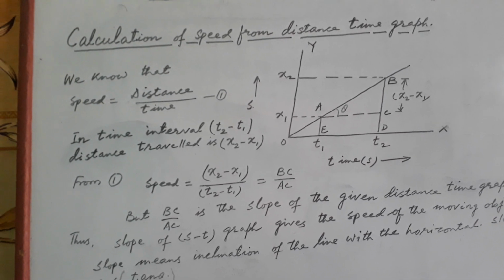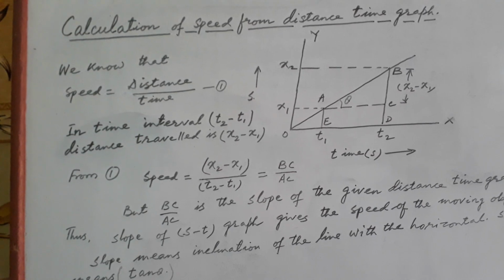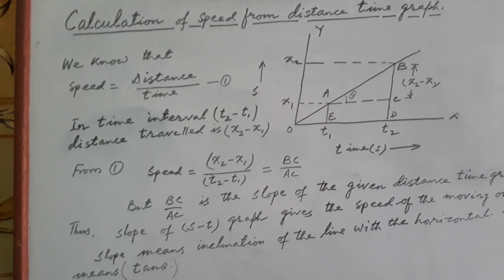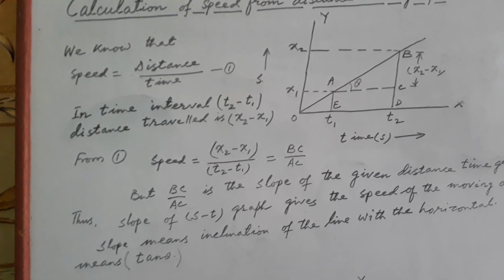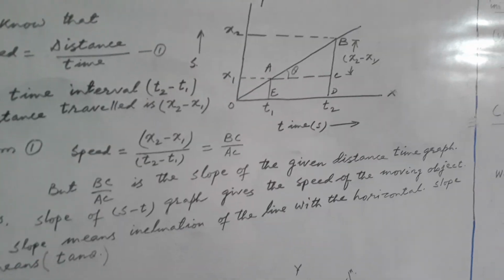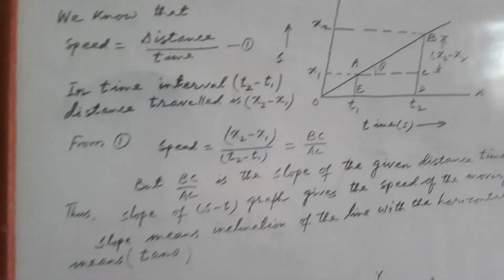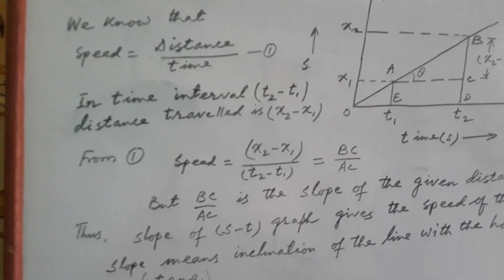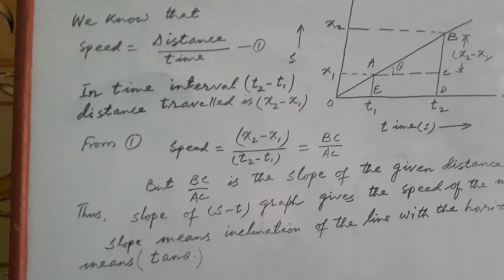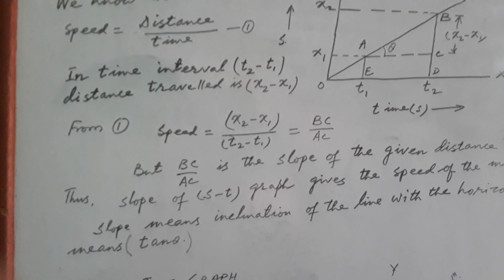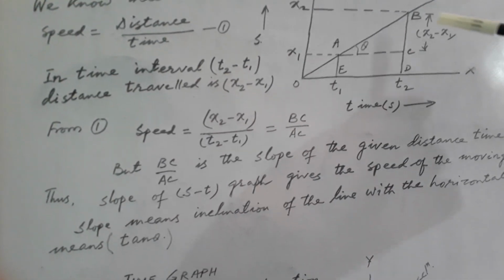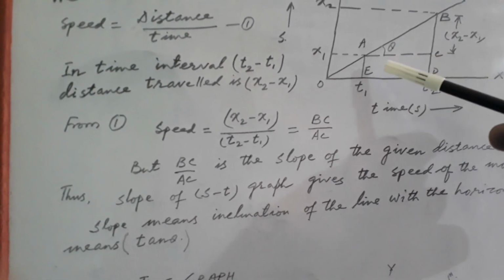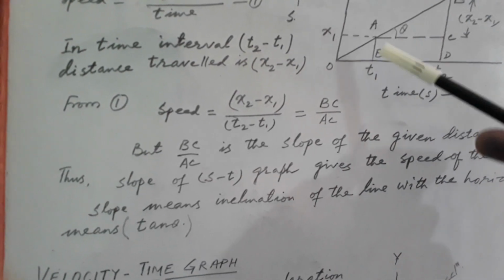In time t1 second, the distance covered by the body is x1, and in time t2 second the distance covered is x2. So in the time interval t2 minus t1, the body covers a distance of x2 minus x1. Okay, speed equal to distance by time. So putting the value of distance, that is x2 minus x1, and time t2 minus t1. So x2 minus x1 is replaced by bc, and t2 minus t1 is replaced by ac.